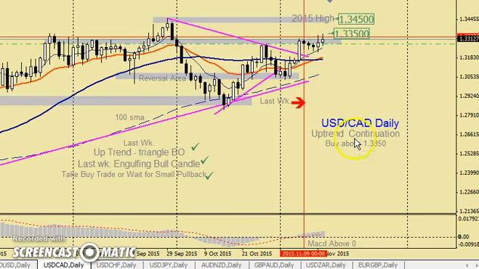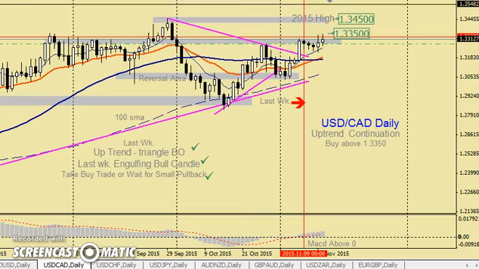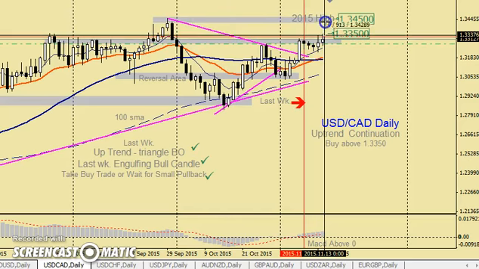The other thing is for this week I'm mentioning we're in an uptrend continuation. Buy above the 133.50. So price once it breaks the 133.50, we're going to take a buy trade, and we are very close to the 2015 high of the 134.50. You can see that right here. In fact, we're not that far away.